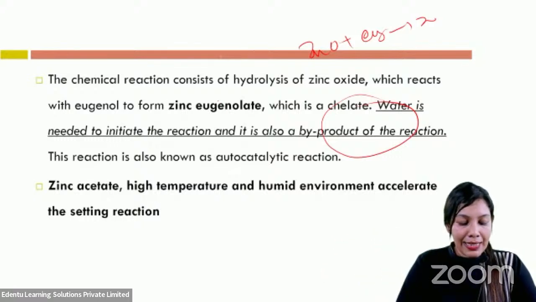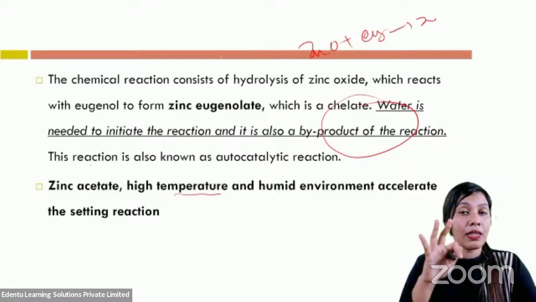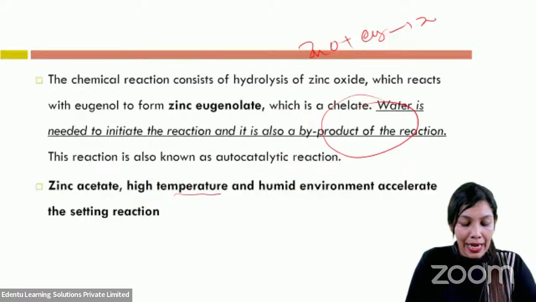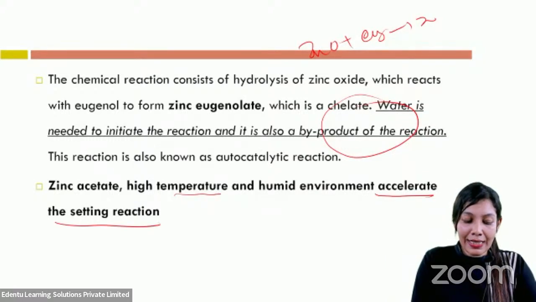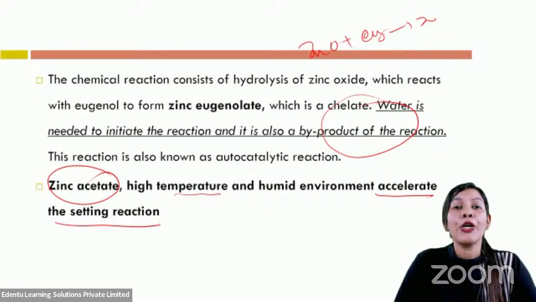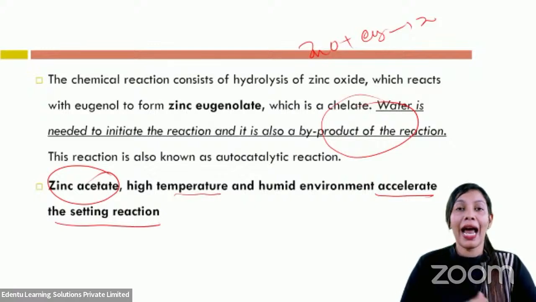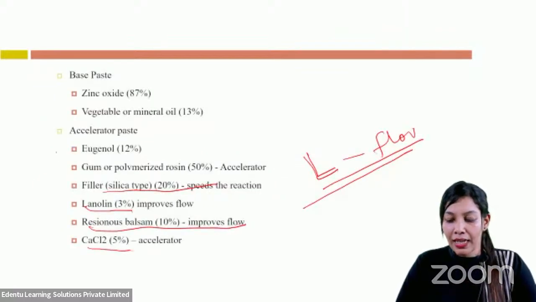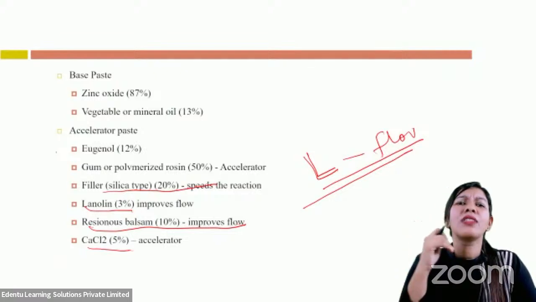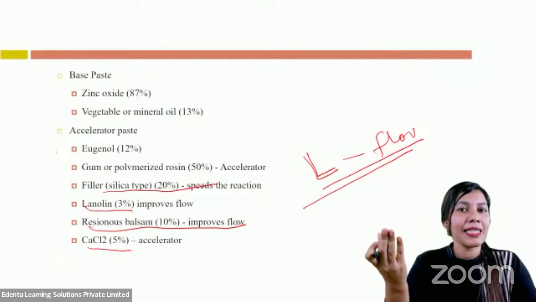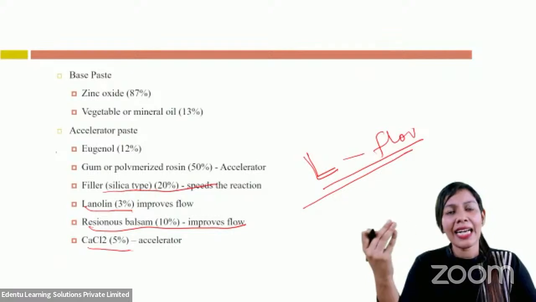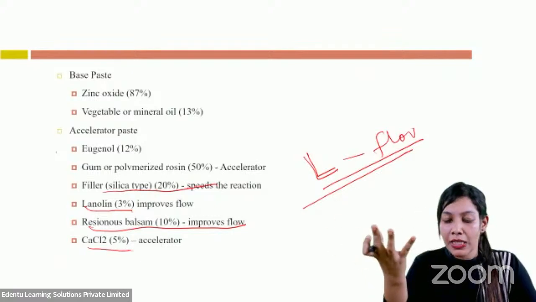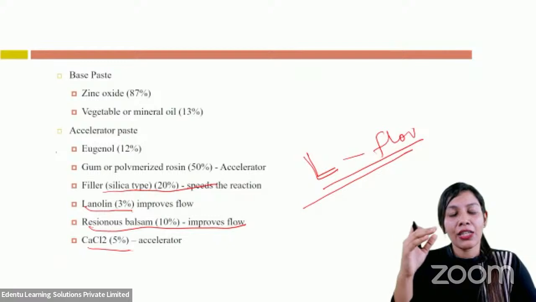That is zinc oxide eugenol. The three important things that may accelerate the setting reaction are the addition of zinc acetate, high temperature, and humid environment. These are the three important things that may accelerate the setting reaction. That is a very important thing. Another important thing is how we can reduce the setting time. As I said, zinc acetate, a humid environment, or a high temperature can accelerate it.